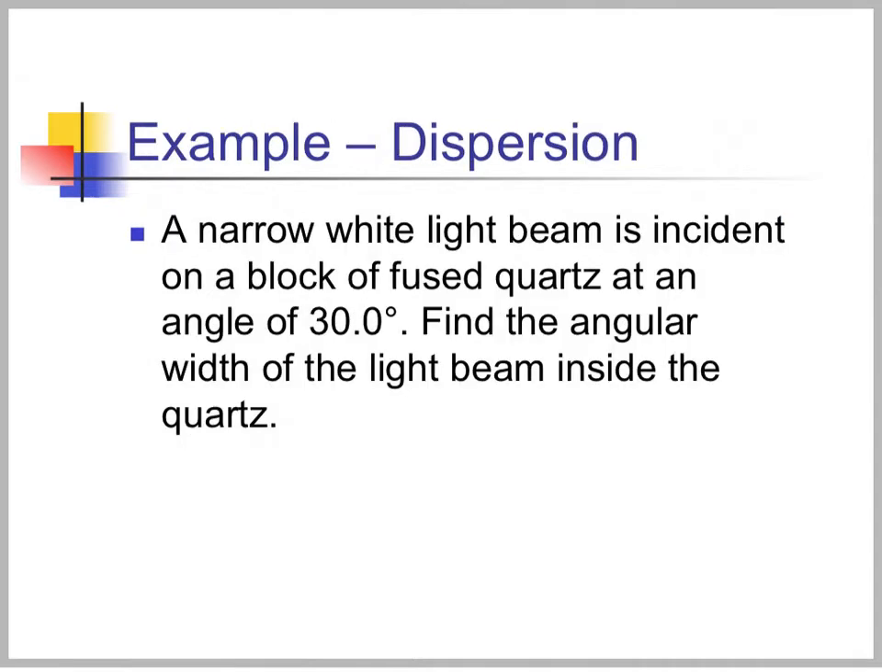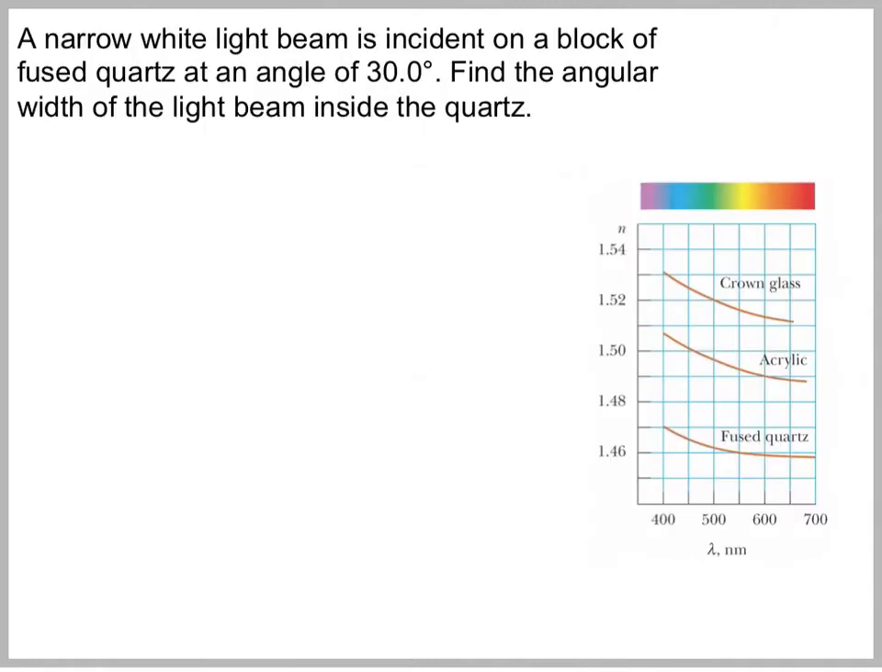Let's work a problem out with dispersion. A narrow white light beam is incident on a block of fused quartz at an angle of 30 degrees. Find the angular width of the light beam inside the quartz. So we look at our graph to figure out what the index of refraction is. Blue light, the index of refraction, is about 1.7, and red light is going to be about 1.58.